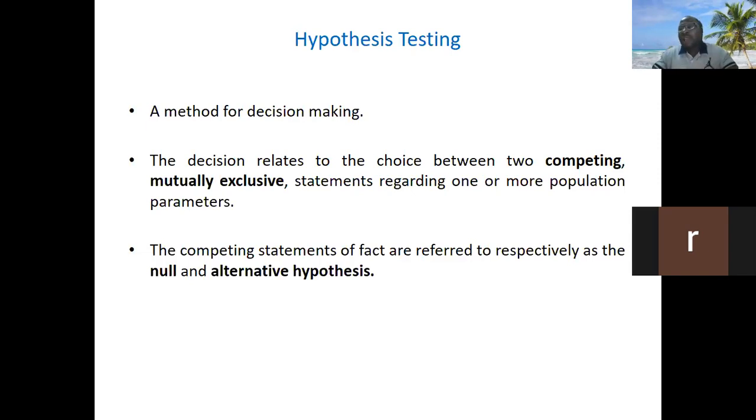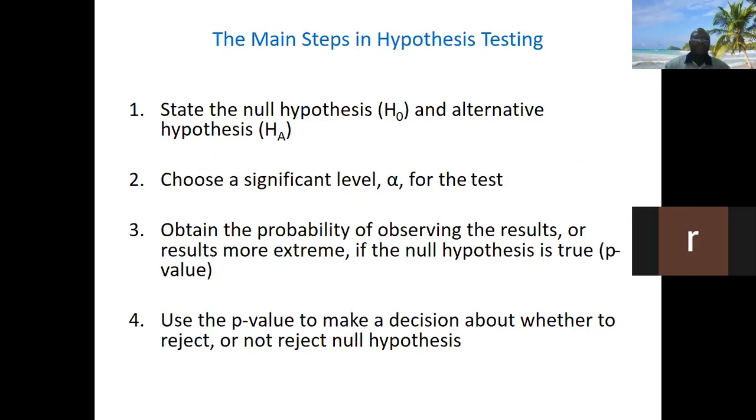Because the people that do experimental research manipulate the environment, they believe that whatever the outcome is depends on their own manipulation, and that is why the word dependent comes in. Now, the decision you are making is a choice between two competing mutually exclusive statements regarding one or more population parameters. The population parameter we are talking of is a particular variable, the value of that variable. The competing statements of fact are referred to respectively as the null and alternative hypothesis.